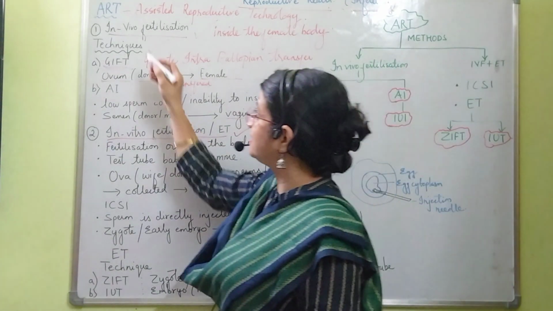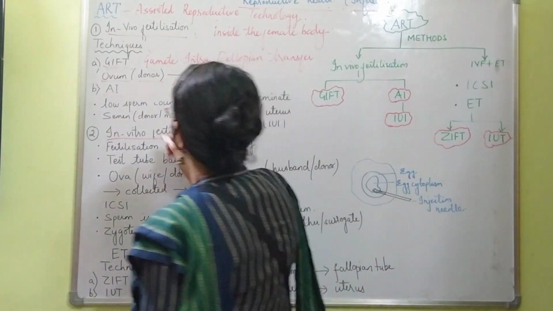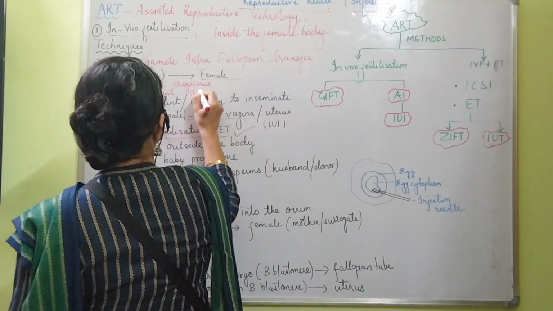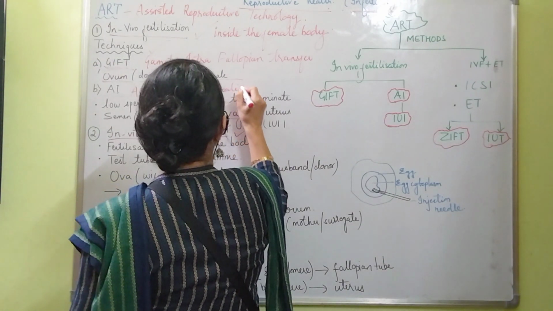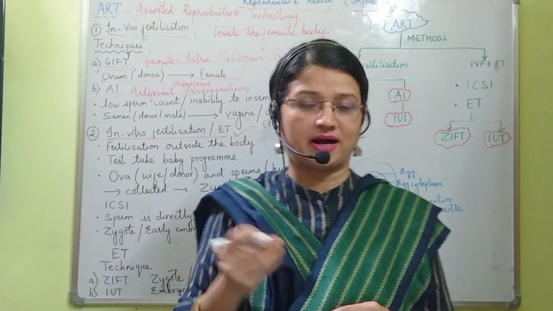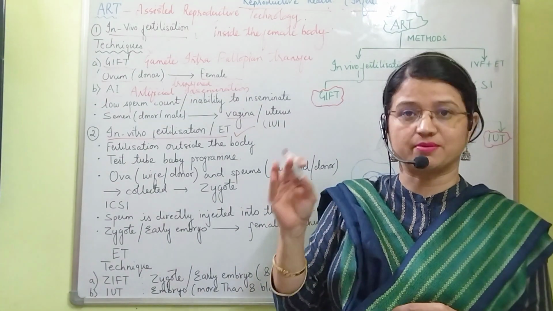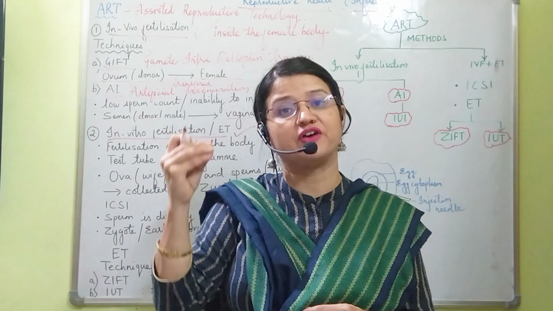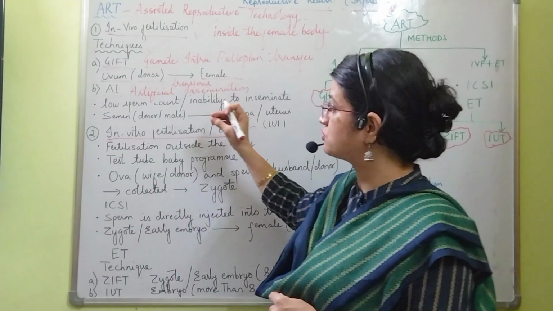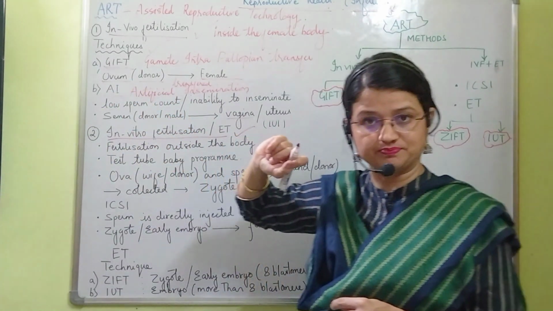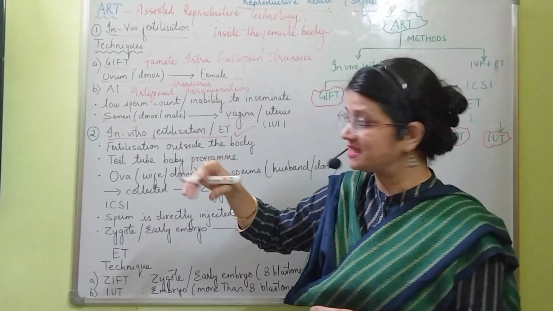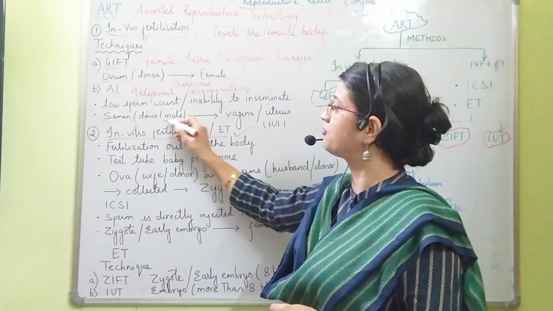The second technique under this is AI, that is artificial insemination. We perform artificial insemination when the male partner is unable to produce a large amount of sperm, or we can say when the sperm count is very low, or he is unable to inseminate the female. So then the individual will go for artificial insemination. Here we will take the semen. The semen will be collected either from the donor or from the male.